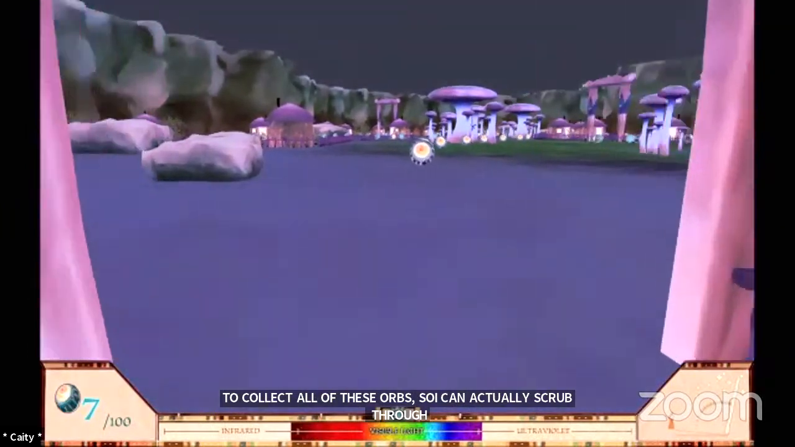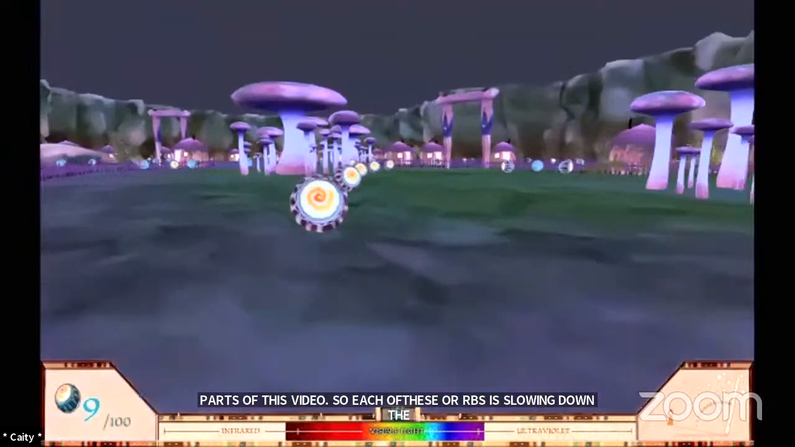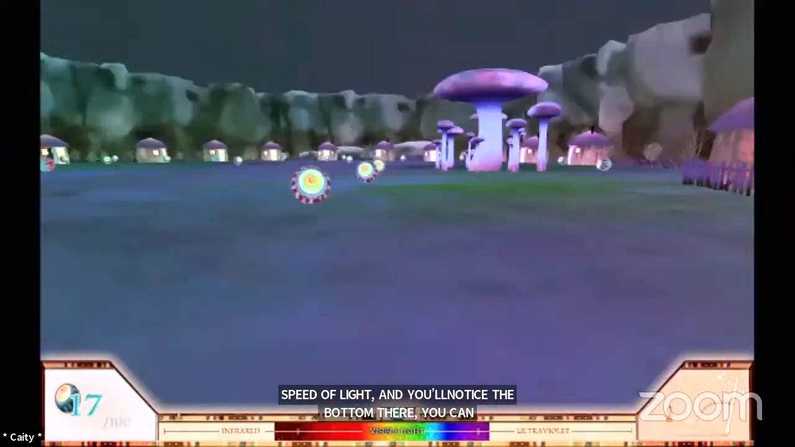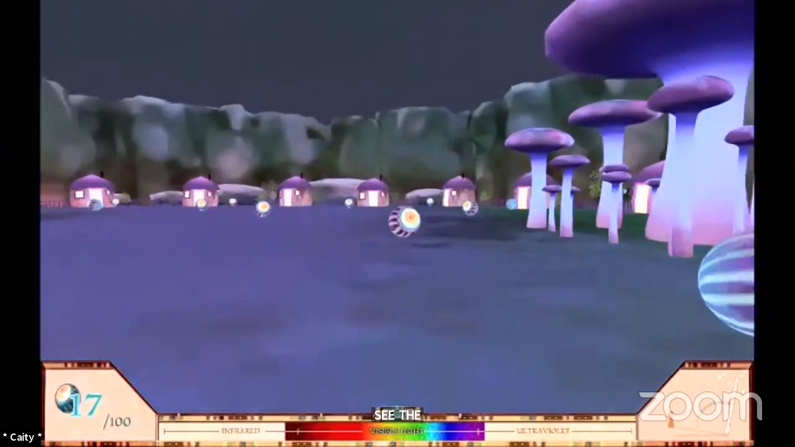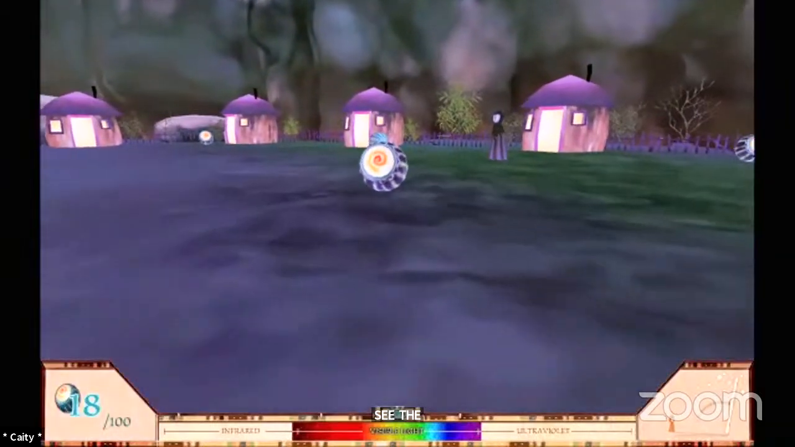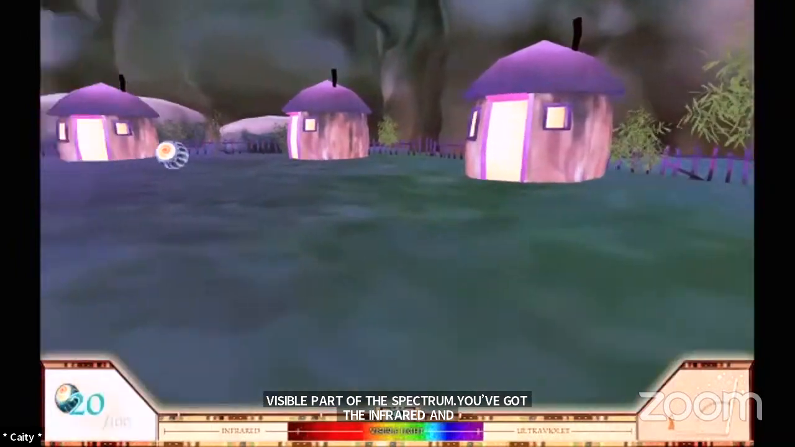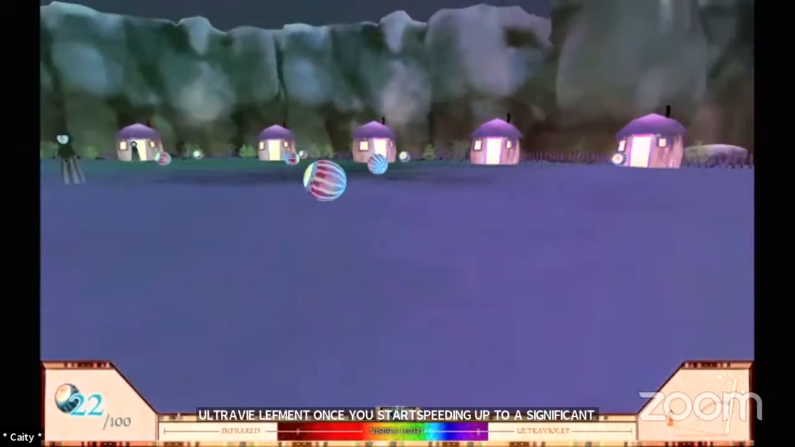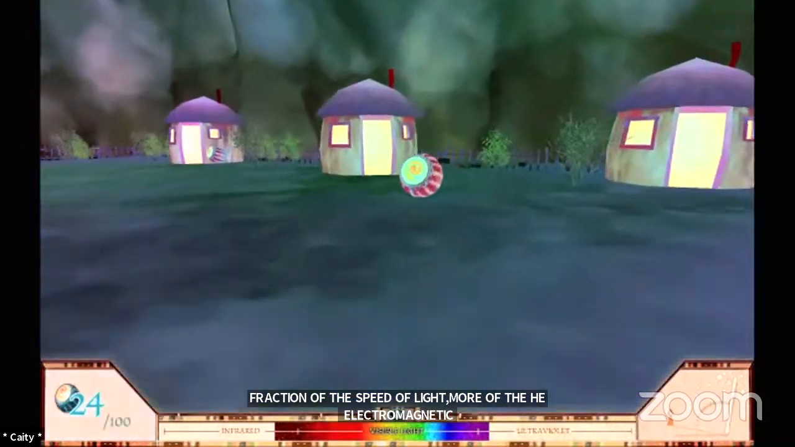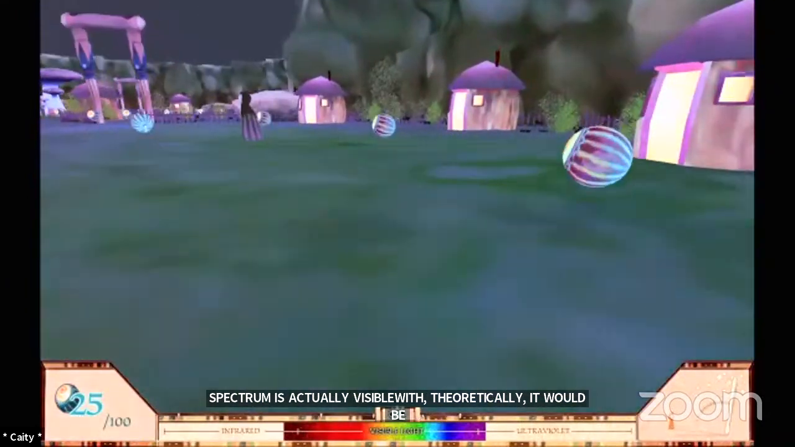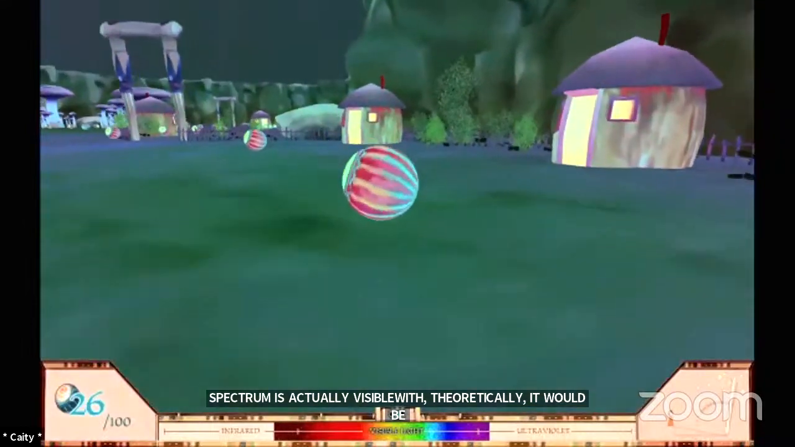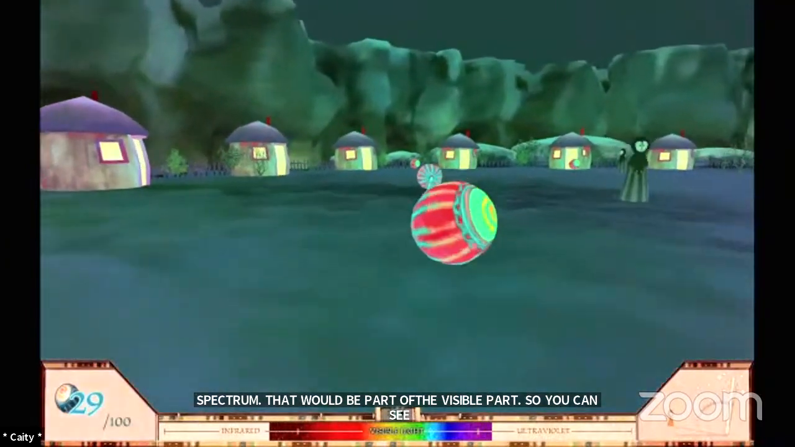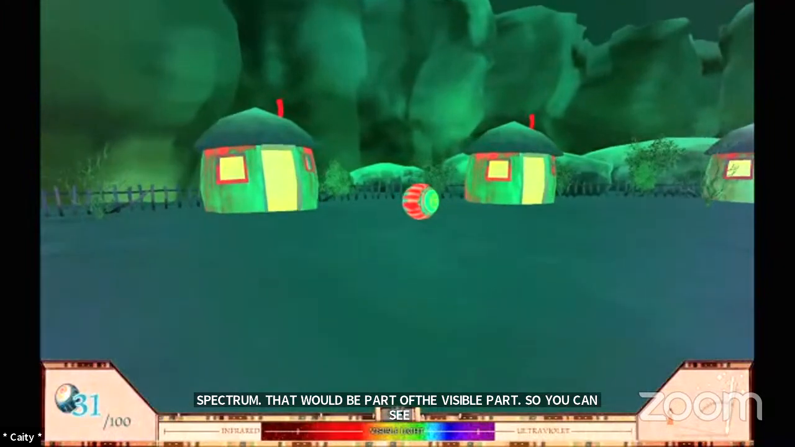And you'll notice at the bottom there that you can see the visible part of the spectrum. You've got infrared, which is over on the left, and the ultraviolet, which is all the way on the right. Once you start speeding up to a significant fraction of the speed of light, more of the electromagnetic spectrum would, theoretically, be visible. More colors would be included as part of the visible part. So you can see that it's widening with every extra orb we're getting. So we're seeing more of the spectrum.